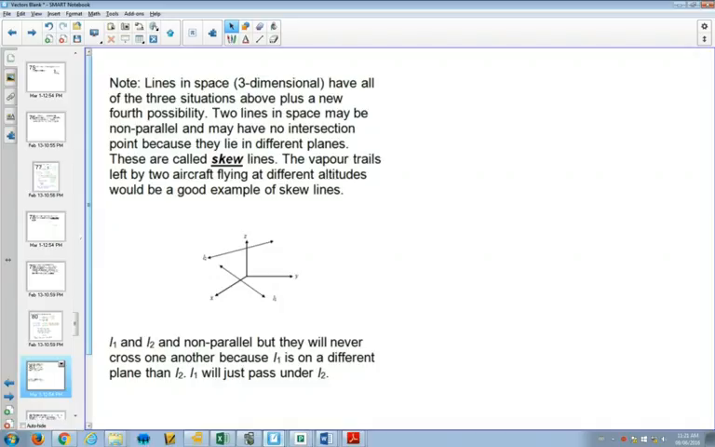An example I have here is 2 airplanes flying. They're not flying parallel, but they don't crash, which is a good thing, right? If we lived in a 2-dimensional world, we'd have a lot of trouble with airplanes because they'd be crashing all the time. But in 3 dimensions, you could have one plane going this way and one plane going this way, and they wouldn't intersect.